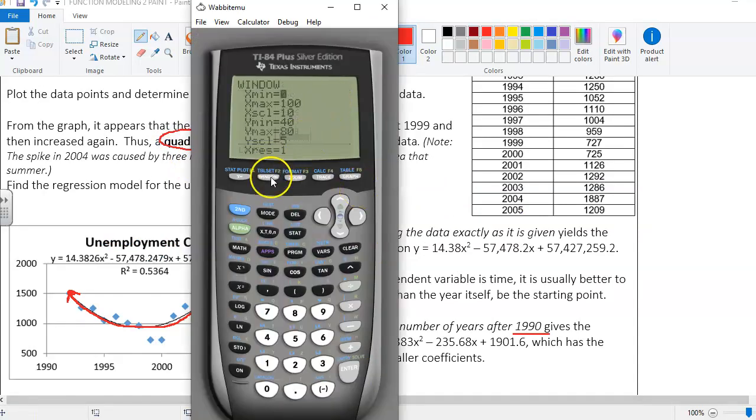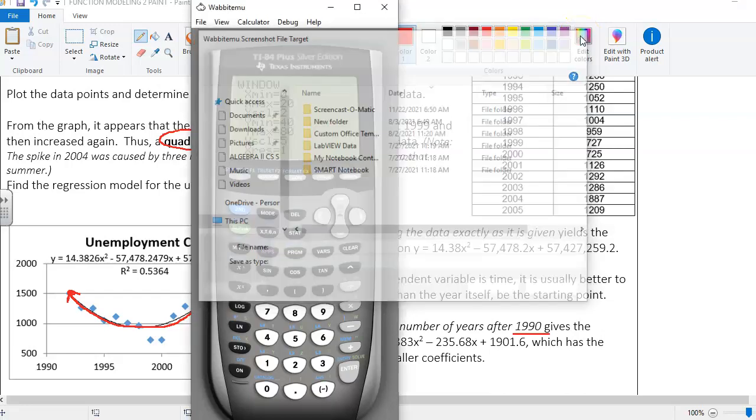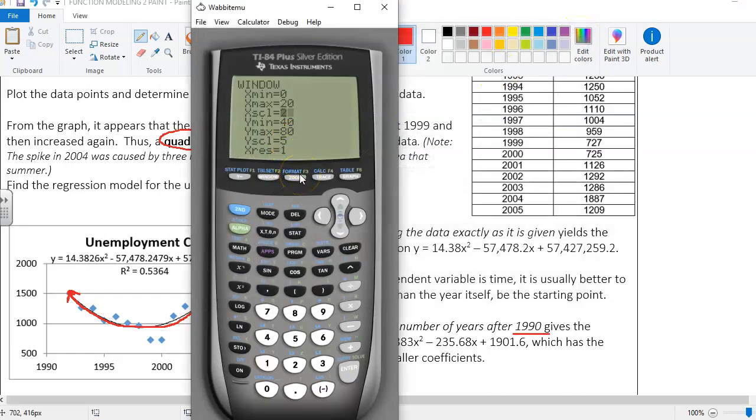First of all, hit the window button, because if 1990 is year 0, and 2005 is year 15, then we should have our window go from 0 to 15. Or you could even do 0 to 20 if you want. It doesn't really matter. I'm going to have my tick marks go by 2s. You could also do 5. Yeah, they did 5 down there, so we could even do that.